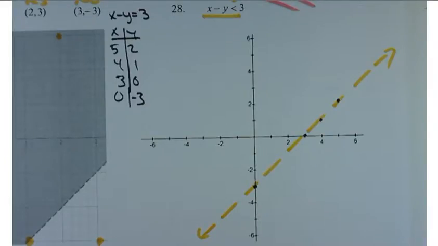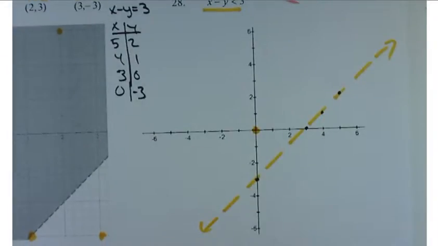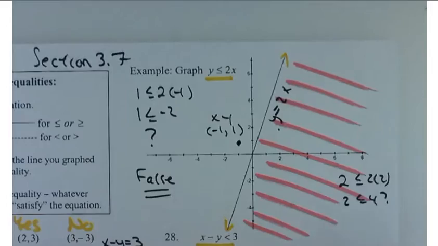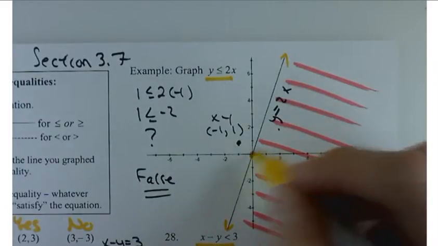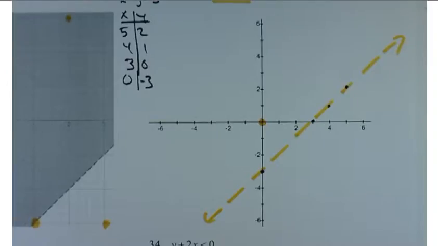Pick a point. All right, Jackie, what's an easy point that's not on the line? 0, 0. Well done. 0, 0 is my favorite test point. If you can use it, it's the easiest. Now notice we couldn't use it in the previous one, right? Because this line passed through the origin. So you can't use 0, 0 as a test point here. We can here. Let's test 0, 0 and see if it's true or false.